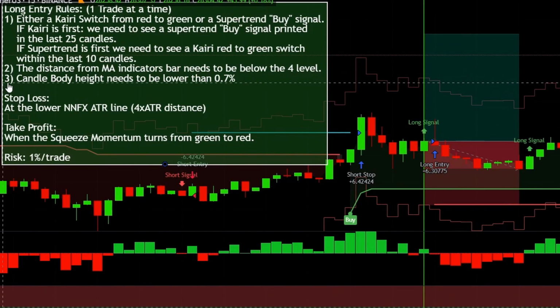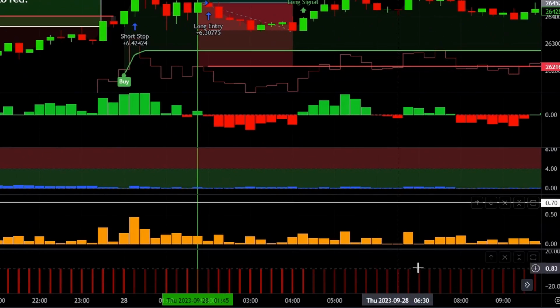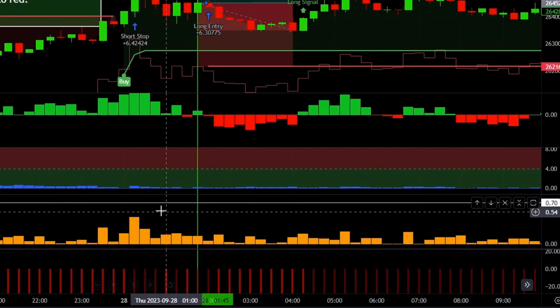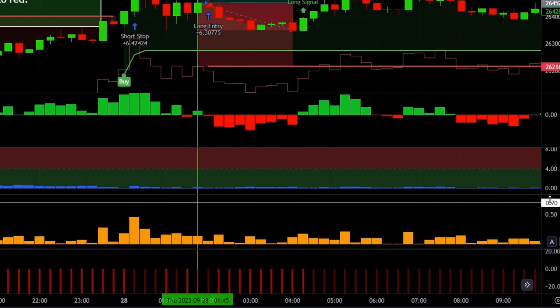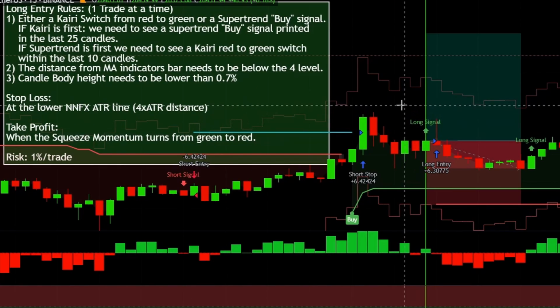The third condition says that the candle body height needs to be lower than 0.7%. This is the candle height in percentage indicator. And as you can see, here is the 0.7 level. And on the entry signal, candle height was around 0.15. So all of the conditions are met for a valid long entry.